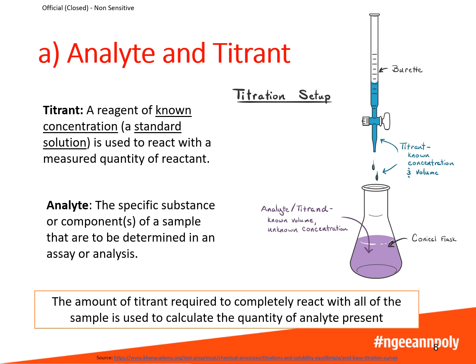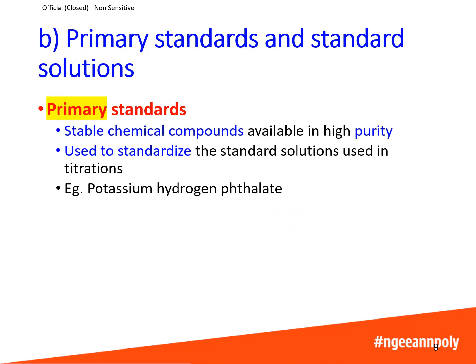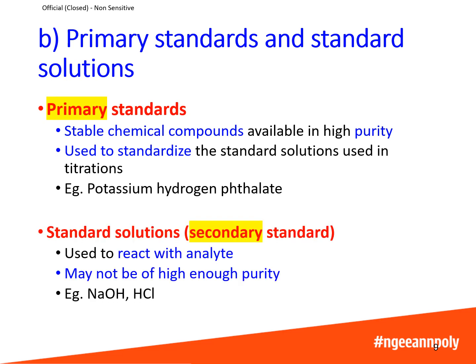So how do we ensure that the titrant concentration is accurate? We first need to standardize the titrant. To achieve high accuracy in titration, it is essential to know the exact concentration of the titrant. Thus, the titrant has to be standardized before use. We can standardize titrants by using primary standards. These are stable chemical compounds which are available in high purity. Our titrant, which is used to react with the analyte, is actually known as a standard solution. It is also called a secondary standard because it is standardized by the primary standard.